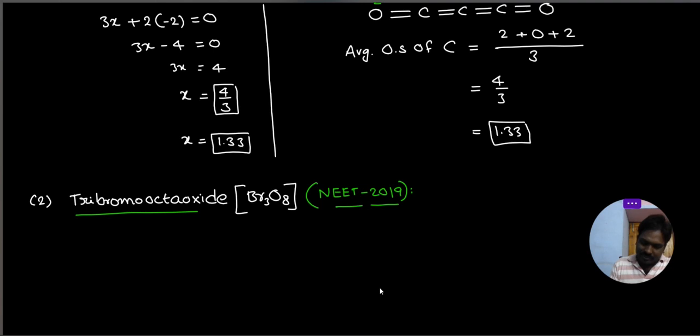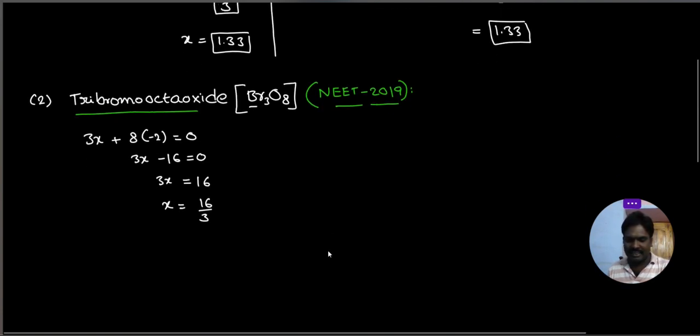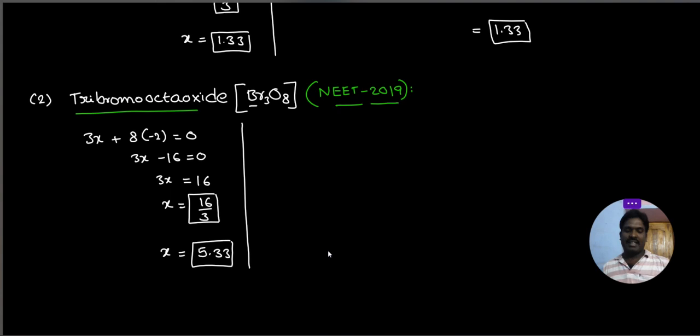So now, 3 bromine atoms: 3x plus 8 into the oxygen oxidation state of minus 2 equal to 0. 3x minus 16 equal to 0. 3x equal to 16, x equal to 16 by 3, which is 5.33. So mathematically we got like this.